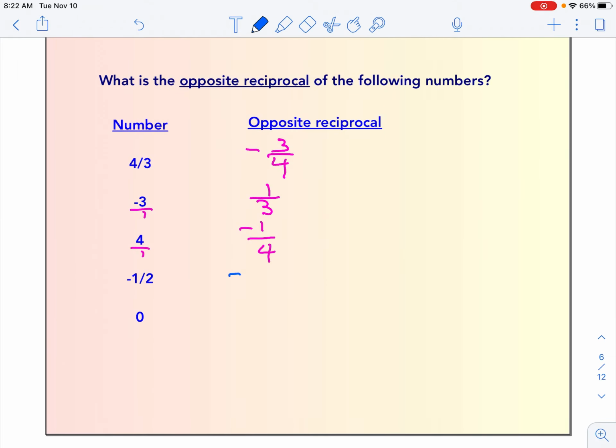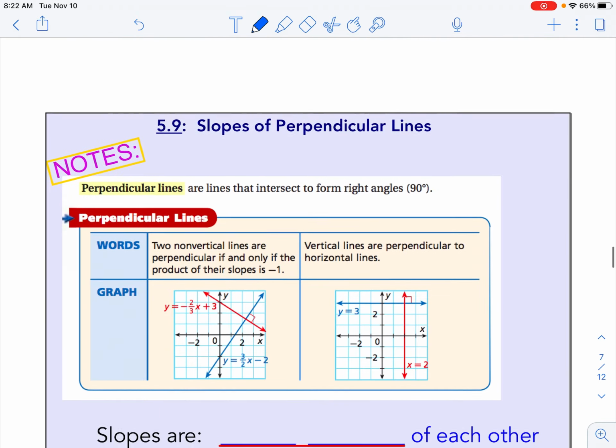The next one is just 2 because it's positive and you flip the fraction. And this one's kind of tricky. It's 0/1, so that makes it 1/0, which is undefined. Remember, we can't define division by 0.